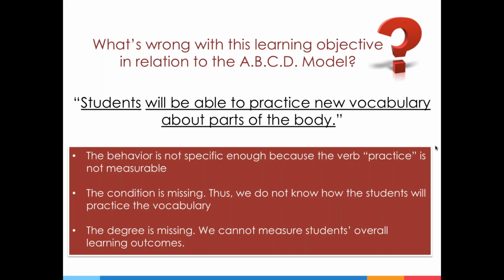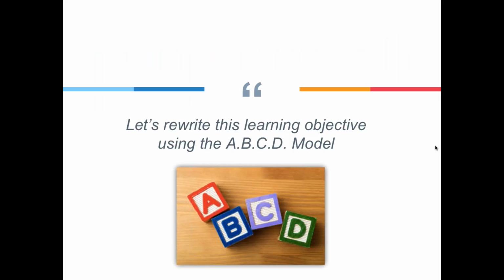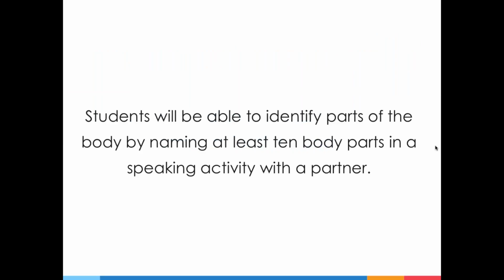So I took a minute and I rewrote this learning objective for you. Let's look at it. Students will be able to identify parts of the body by naming at least 10 body parts in a speaking activity with a partner. Now this, for me, is clearer. But again, since I'm not very familiar with the A.B.C.D model, I think we need to break it down again. So let's look at it.